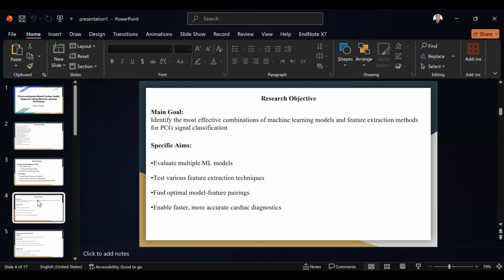The research objective of this paper is to identify the most effective combination of machine learning model and feature extraction for PCG signal classification.